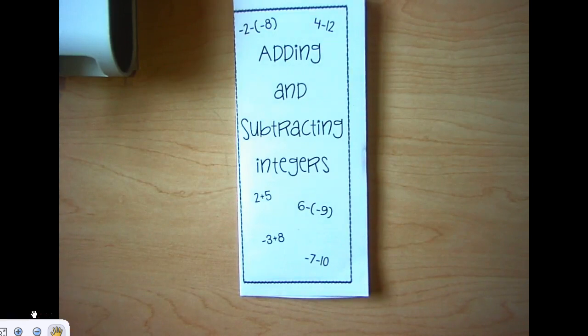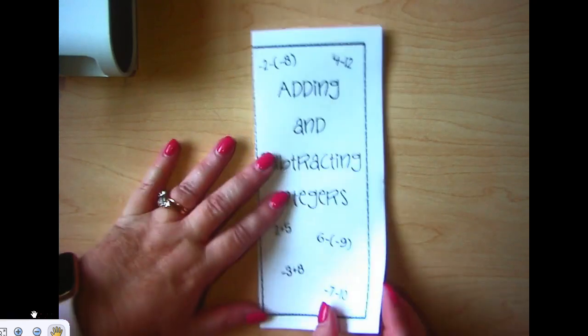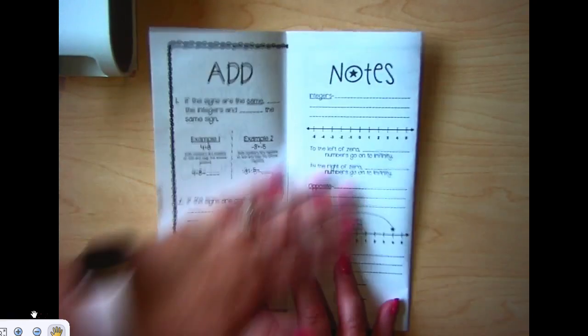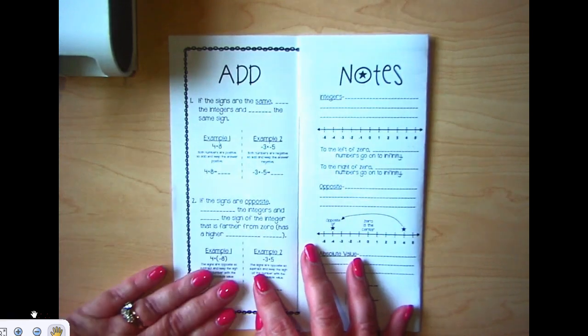All right, adding and subtracting integers. We started with some adding integers. Yesterday we practiced using counters and a number line. Today we're going to just talk about the rules. And you'll have a foldable for that. So let's unfold it here. Let's start here with adding.